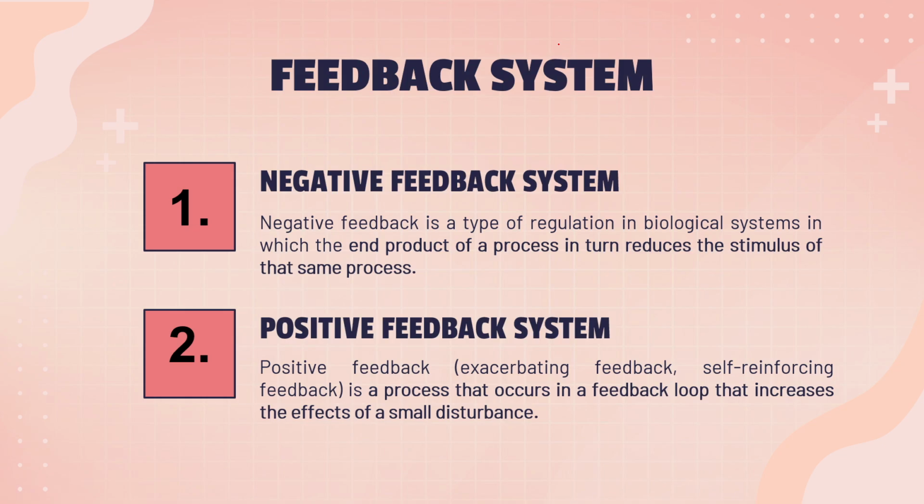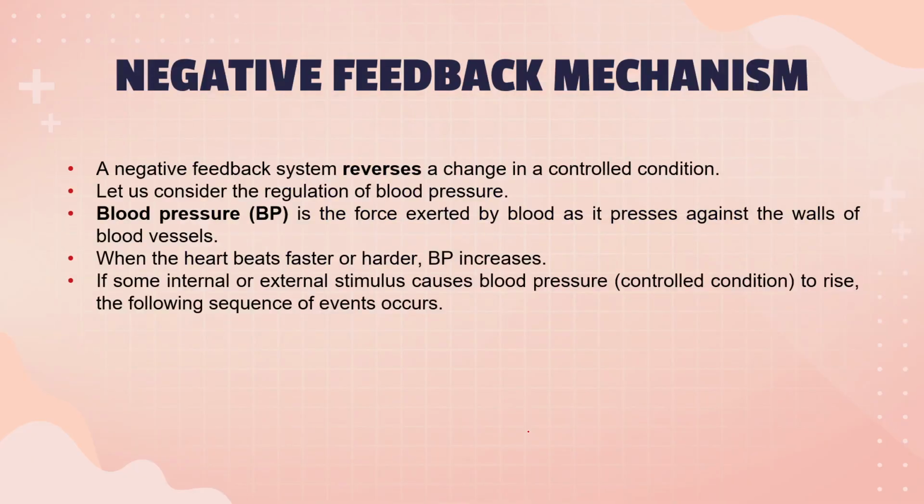Now we will see these systems one by one. First is the negative feedback system. The negative feedback system reduces the stimulus. Now we'll see the definition: a negative feedback system reverses a change in a controlled condition. So for example, consider the regulation of blood pressure. You have to remember that the example of a negative feedback system is the regulation of blood pressure.